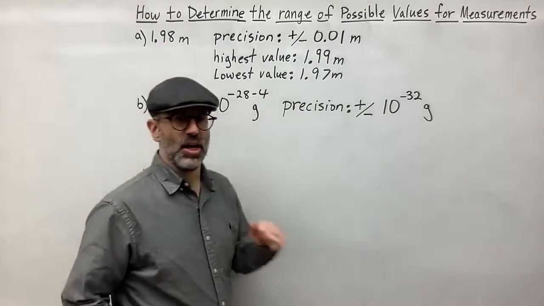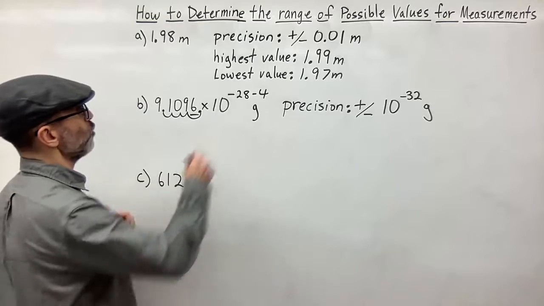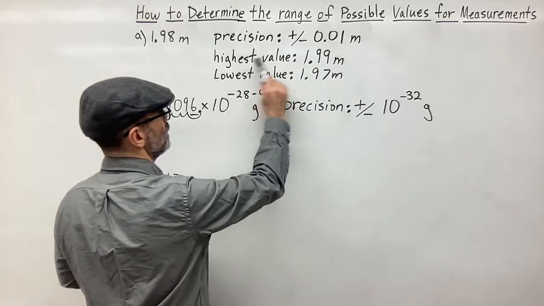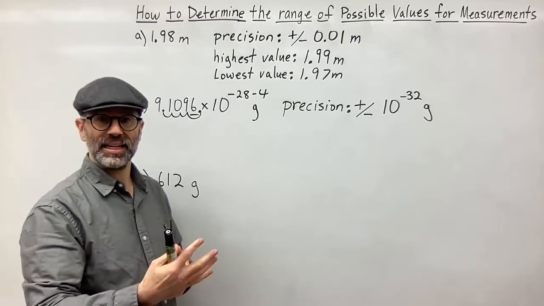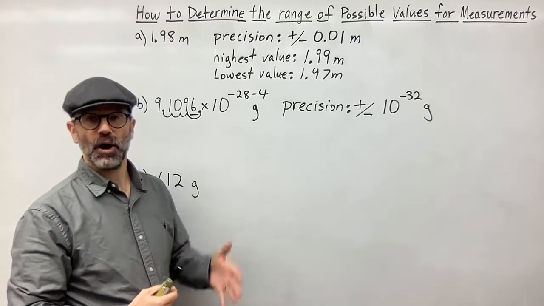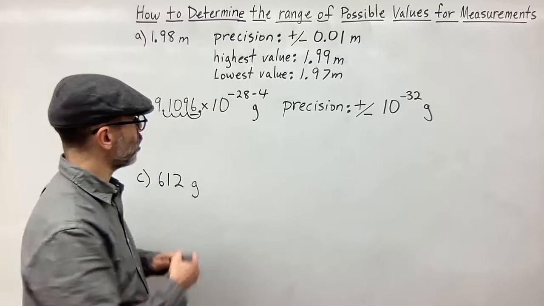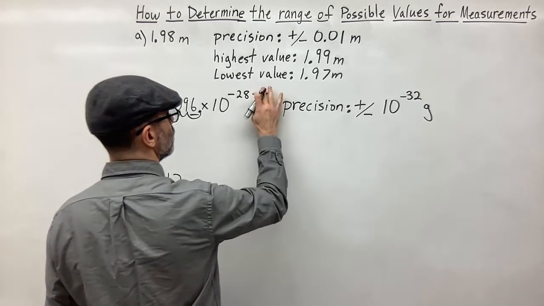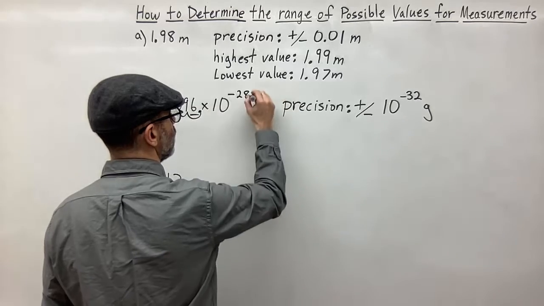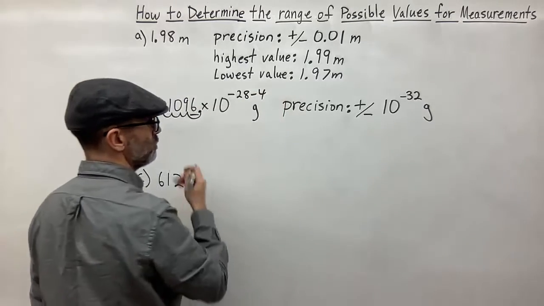Sorry about that. So now is the easy part. Just like here, I can figure out what the highest value and lowest value is by adding and subtracting 1 from the last digit. So for this case here, right? So I'll put that up there.